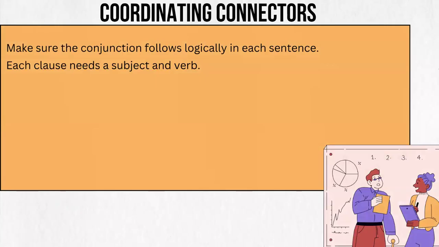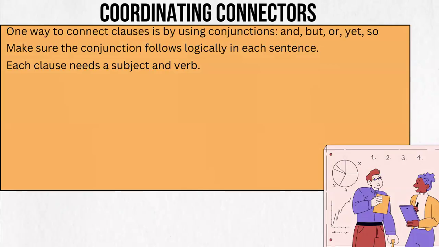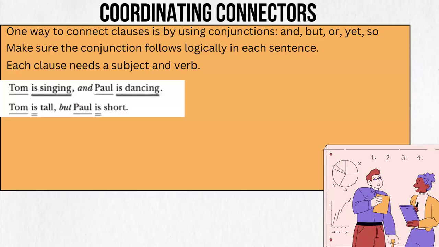Now, one way of connecting these clauses is by using coordinating connectors. However, we must make sure that these connectors are joining the sentences in a coherent way. And always keep in mind that each clause needs a subject and a verb. The coordinating connectors that we could use are and, but, or, yet, and so. These are coordinating conjunctions. Let's see an example.